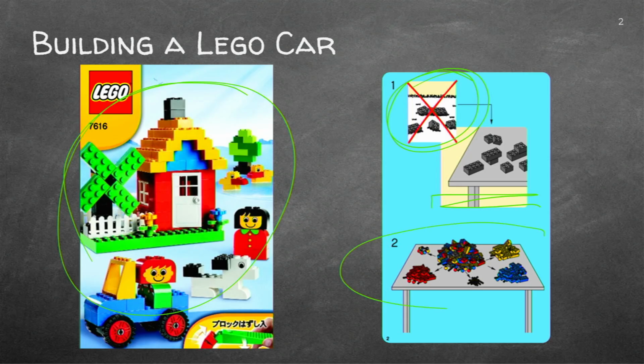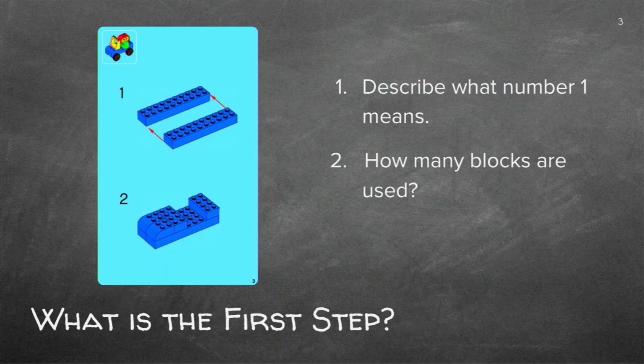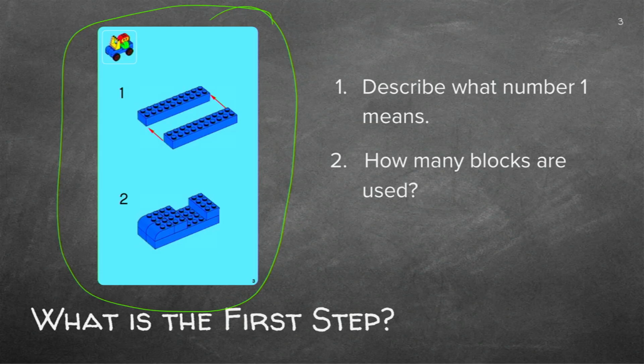And over here we see a second instruction where we have the pile of Lego in the middle and they are dividing it into different colors. Let's move on. So the next instruction, this is all we're given, is the instruction here. And what is the first step that we're looking at?